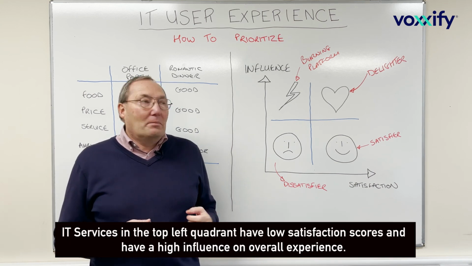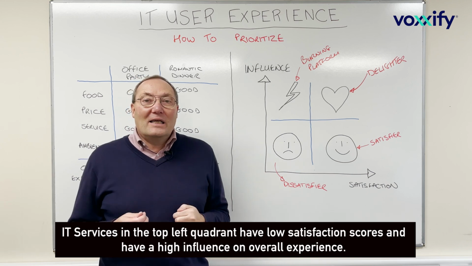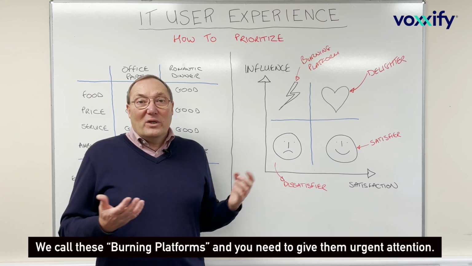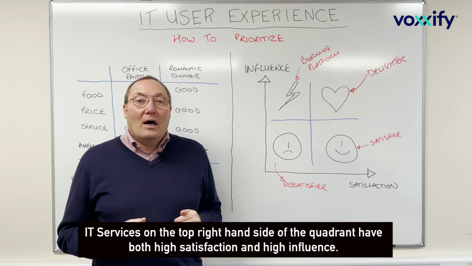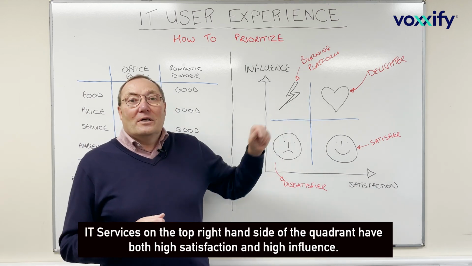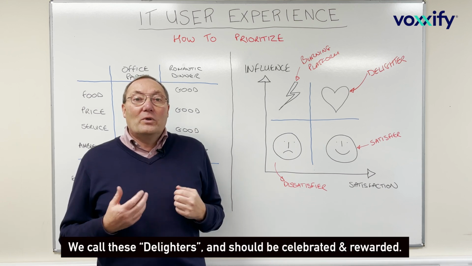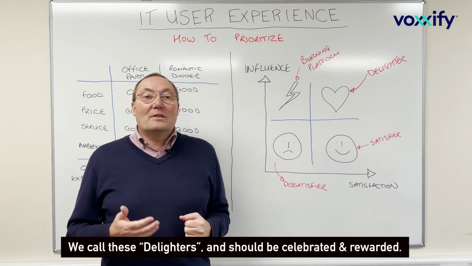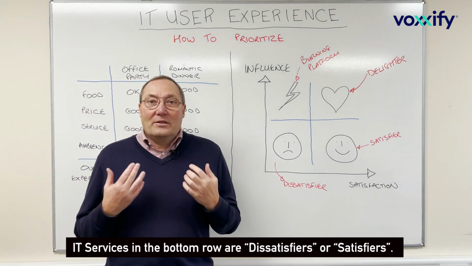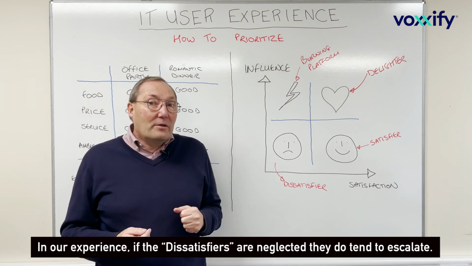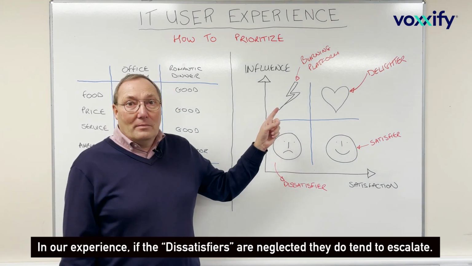IT services in the top left quadrant have low satisfaction scores and have a high influence on overall experience. We call these burning platforms, and you need to give them urgent attention. IT services on the top right hand side of the quadrant have both high satisfaction and high influence. We call these delighters and they should be celebrated and rewarded. IT services in the bottom row are dissatisfiers or satisfiers. In our experience, if the dissatisfiers are neglected, they do tend to escalate.